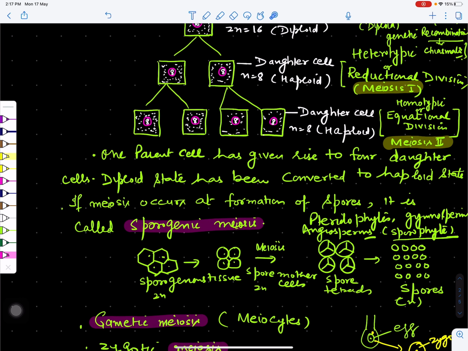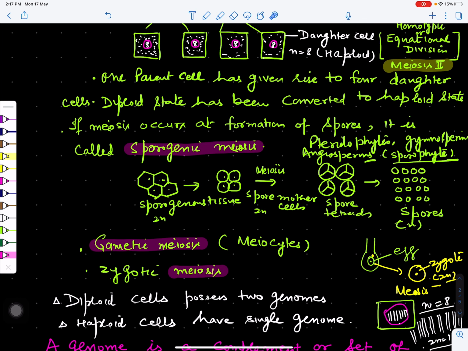Now this meiosis may occur at the time of spore formation. In case of pteridophytes, gymnosperms, and angiosperms, the main plant body is sporophyte. Now they will reproduce by the formation of sporangium. Each sporangium has sporogenous tissue. Now sporogenous tissue will metamorphose to form spore mother cells. They will undergo meiotic cell division to form spore tetrad. Each spore mother cell will form 4 haploid spores.